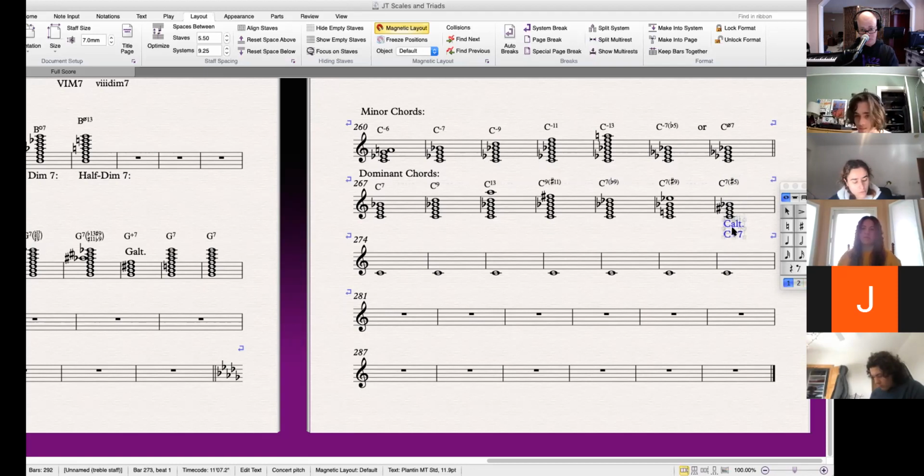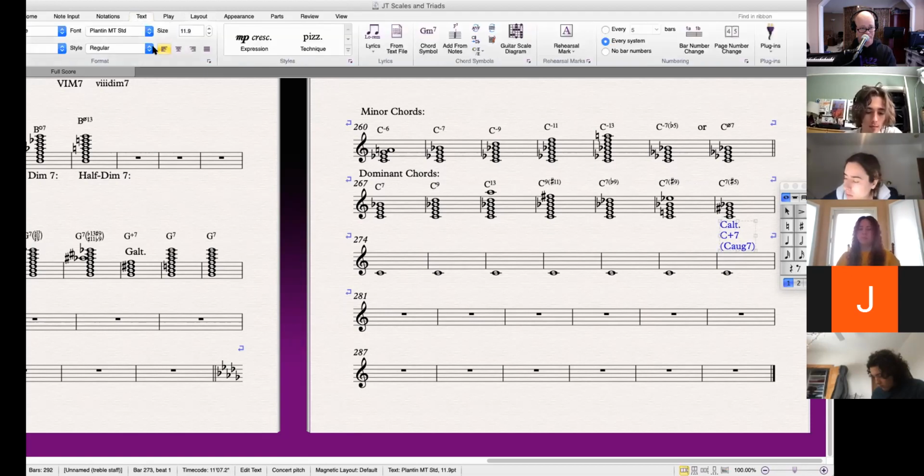Or C augmented 7. On rare occasions I've seen this, C augmented 7, but not very often. I'll put that in parentheses. I do recall seeing that in some places, but it's not very common. So those are some of the other labels, and they all mean the same thing. C7 sharp 5.